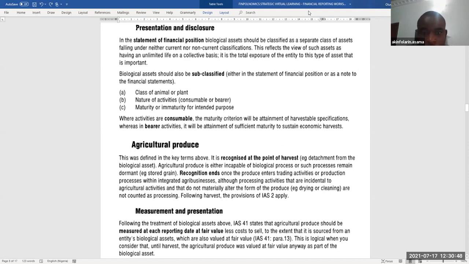Can I touch on the agricultural produce? No, let's deliberate on this.